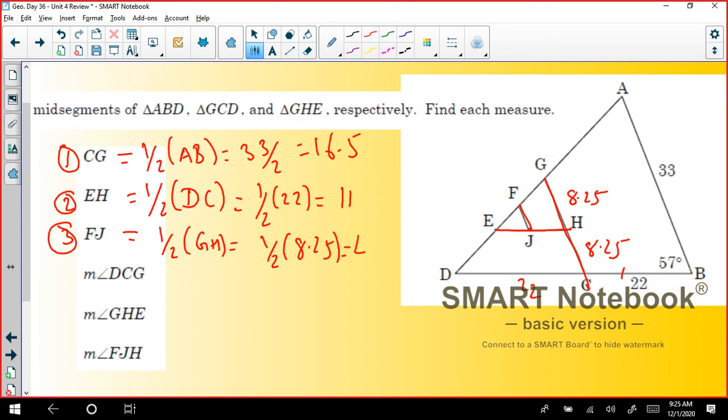And FJ is going to be half of GH, which is half of 8.25, which is I think 4.125. Let me see. Yes, it's 4.125 in decimals.